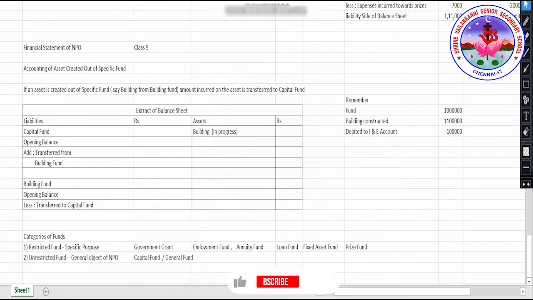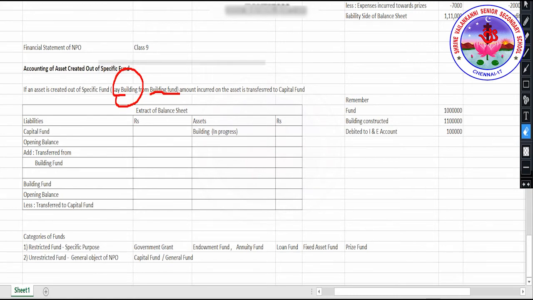In this class we are going to learn about accounting of assets created out of specific fund. Now what do you mean by that? Say for example, there is a building fund. From this building fund we have constructed a building. So this is the meaning of asset created out of specific fund.